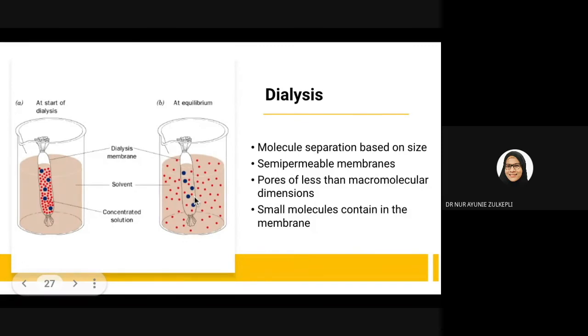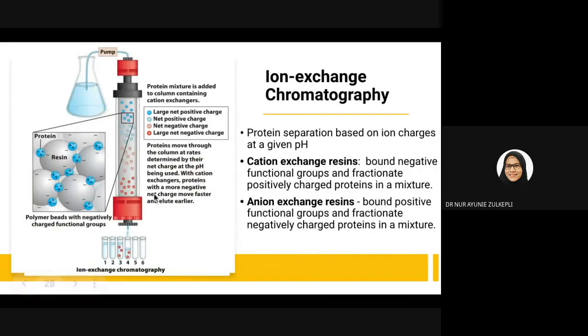So this is one type. Another type is ion exchange chromatography, where we isolate the protein based on its charges. Let's say this is a column and there is a resin here. The substance that the resin uses depends on your protein of interest.